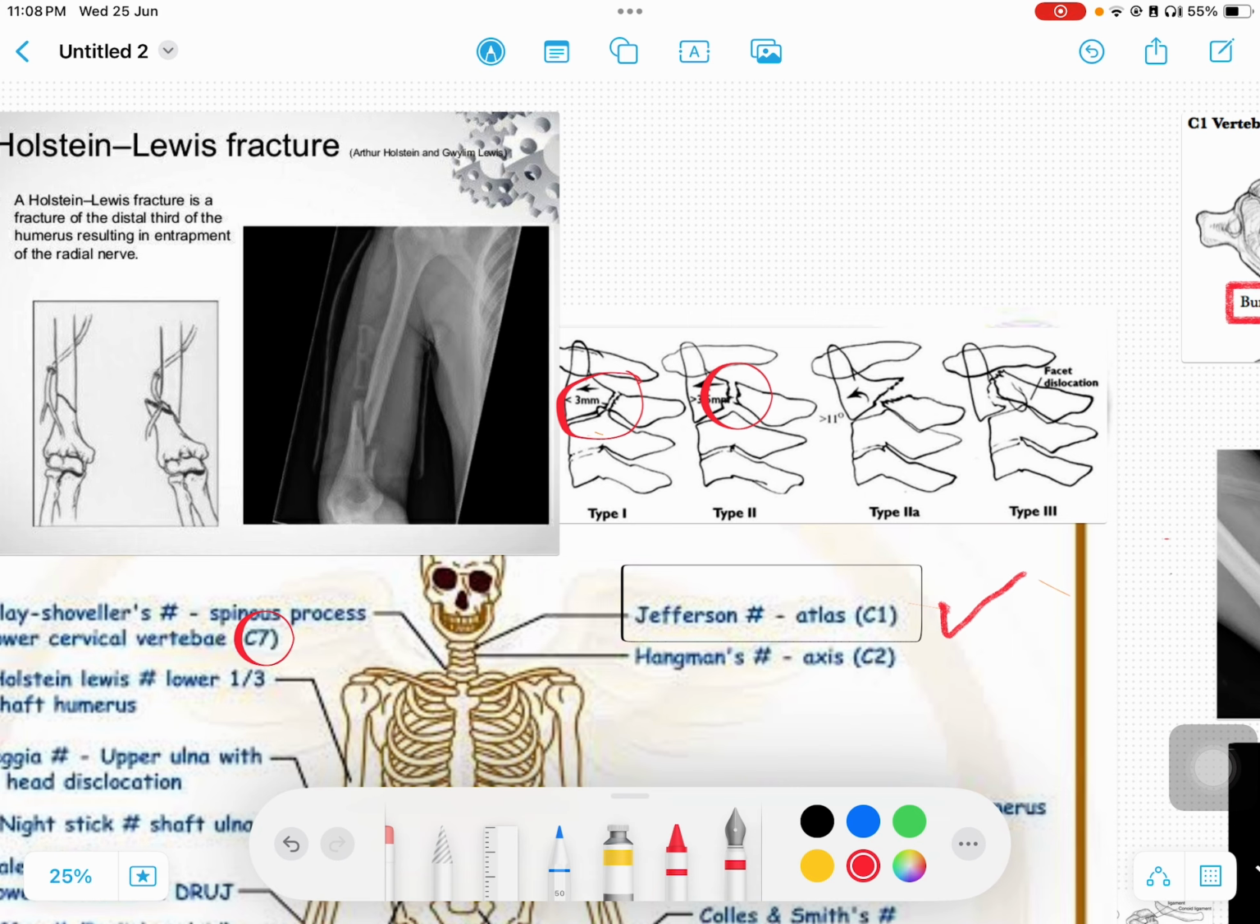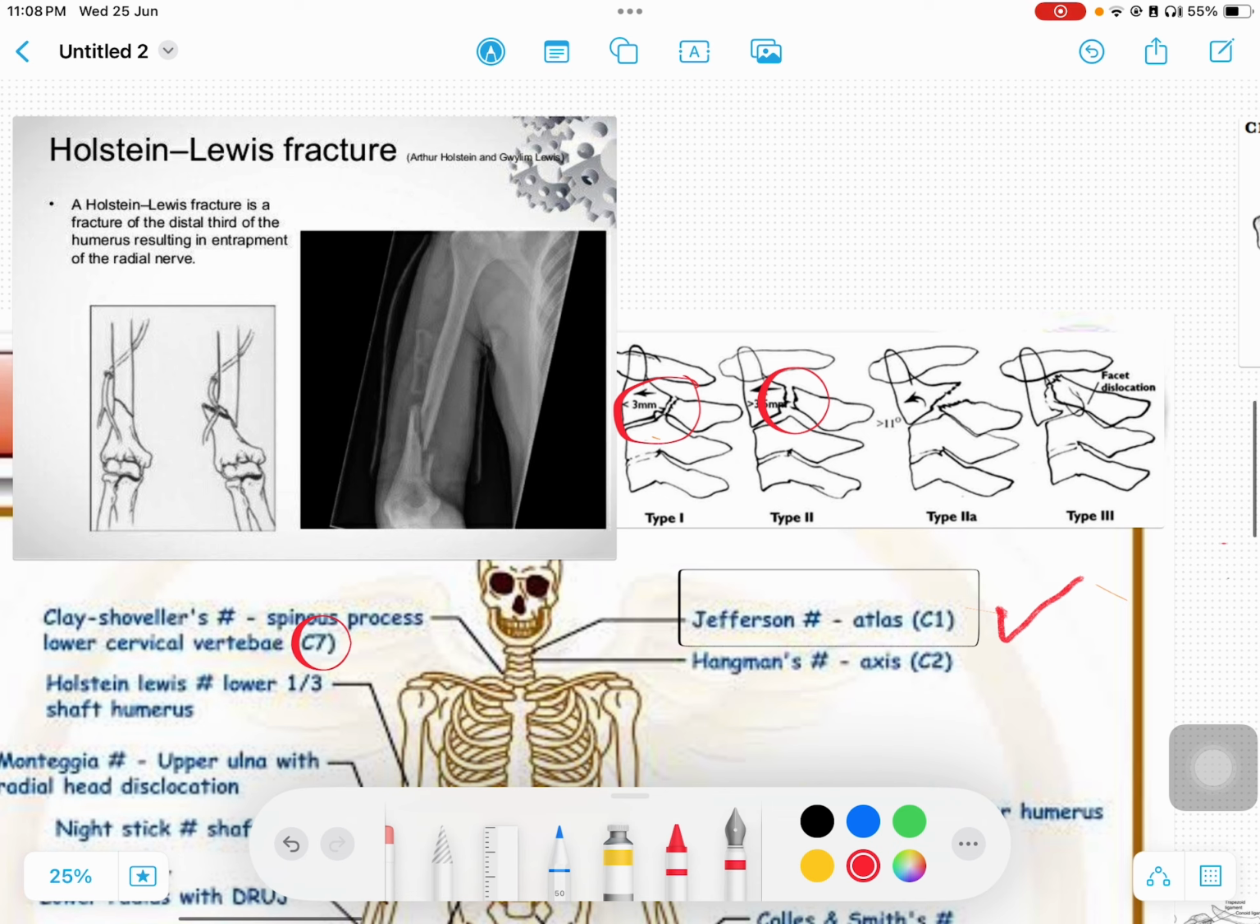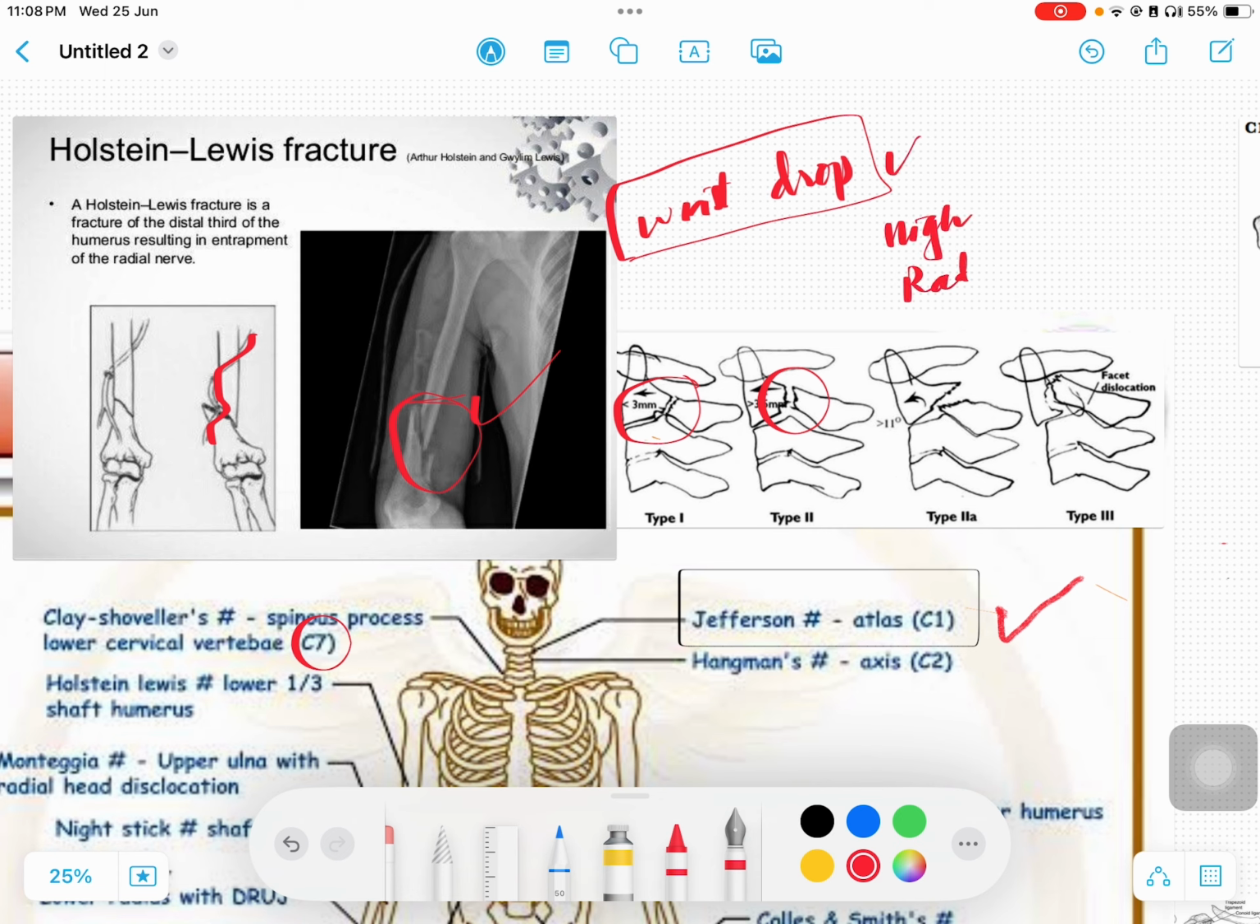Next, the upper limb. That is the Holstein-Lewis fracture, meaning a fracture of the distal humerus with radial nerve entrapment. Radial nerve entrapment means the patient will come with wrist drop. Wrist drop will be there for this patient because it is a high radial nerve palsy. Okay.